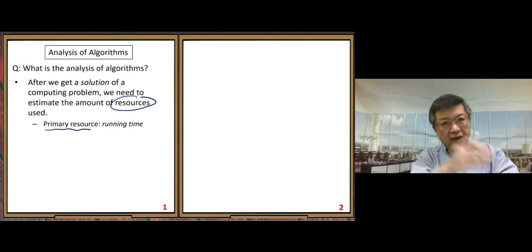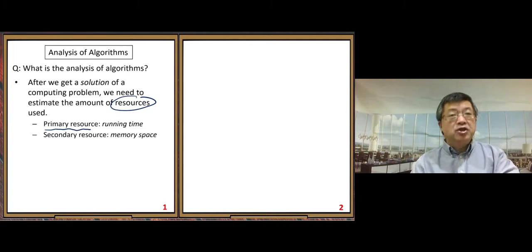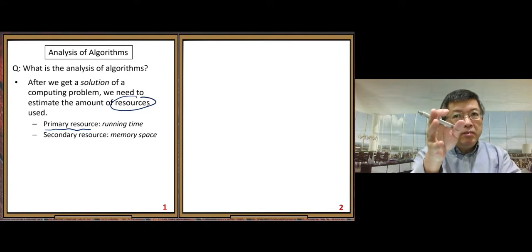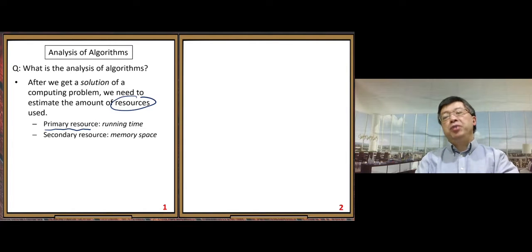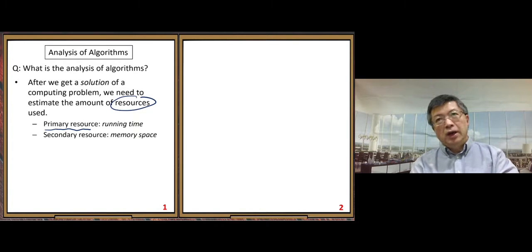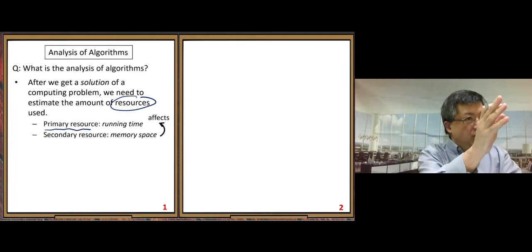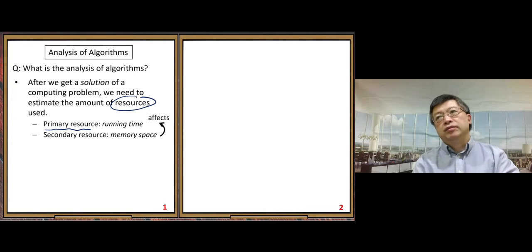Then there is a secondary resource, which is the memory space used to solve this problem. Something you cannot see, it happens in the main memory in your computer, but it has an impact also. The memory resource will affect your running time, the performance of your algorithm.